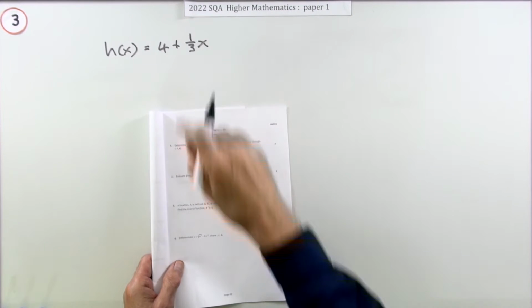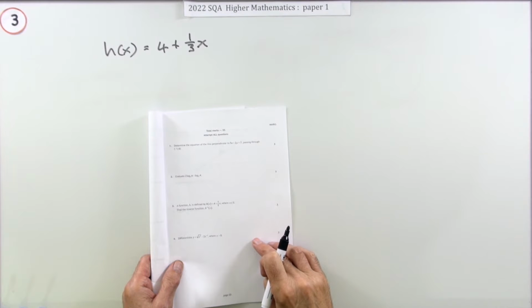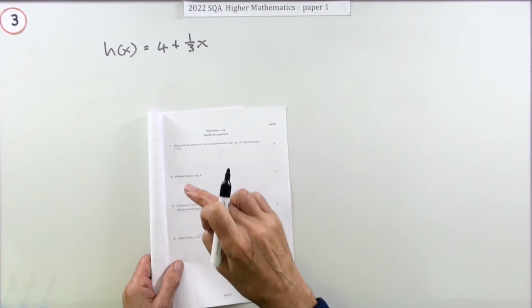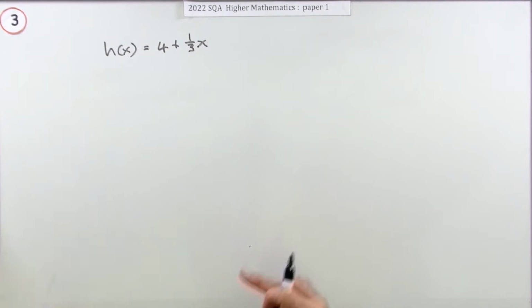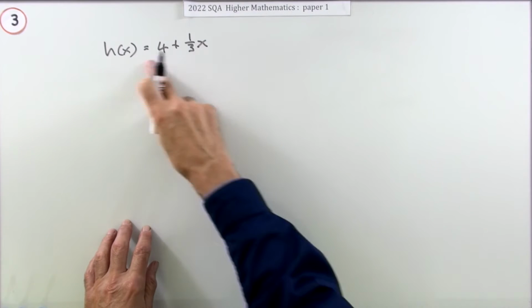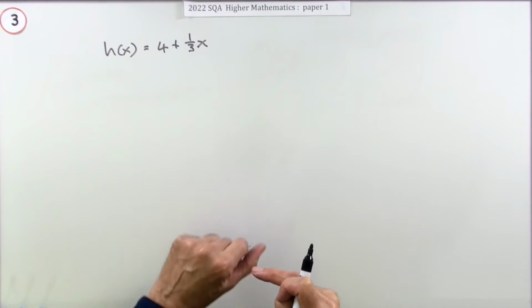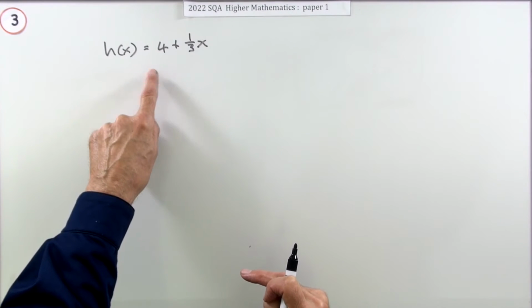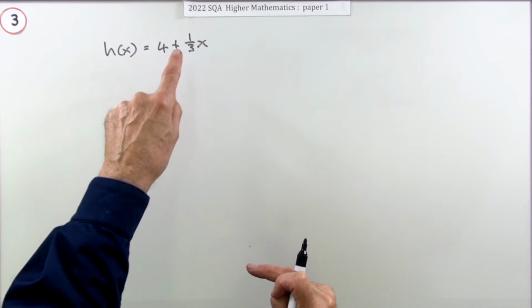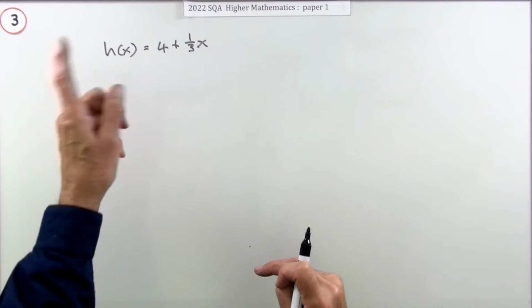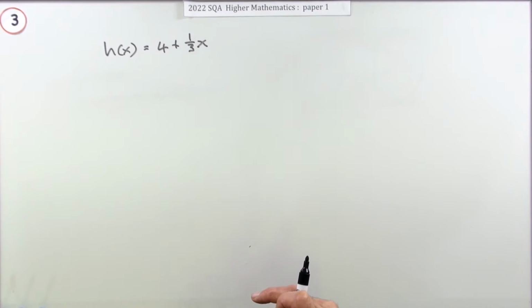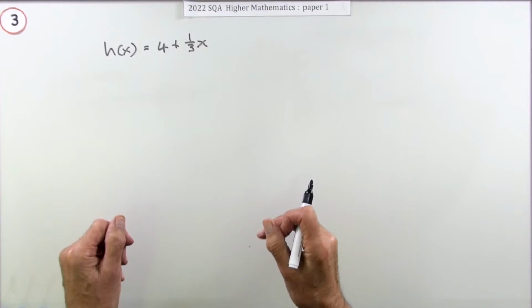So question 3 then from the 2022 Higher Maths Paper 1, a 3-mark question on a function and the inverse function. A function is defined by this simple set of operations here. You have to find what the inverse function is, the one that undoes that, the one that takes you back to the number you first put in. Well, that's such a simple one, you could just do that in your head.